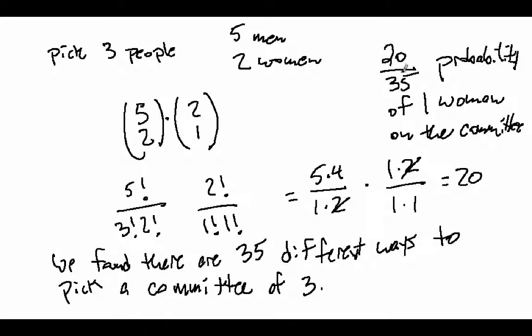Look at how we did that. This is the total number of groups of 3. And this is the total number of ways over here to pick 2 men and 1 woman. So we can see that the probability would be greater than 1/2. Okay?